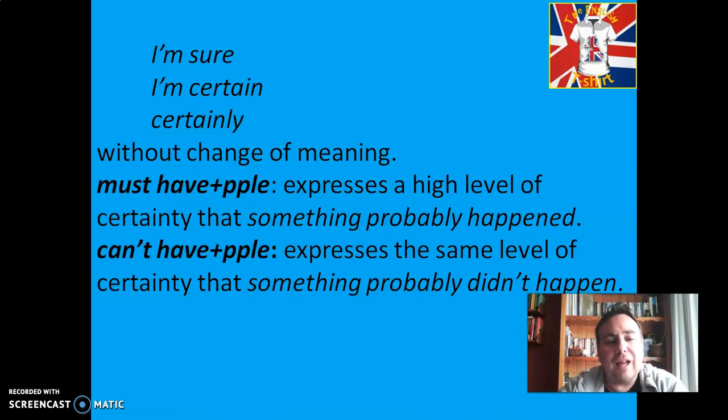Remember, must have plus participle expresses a high level of certainty that something probably happened, and can't have plus participle expresses the same level of certainty that something probably didn't happen.